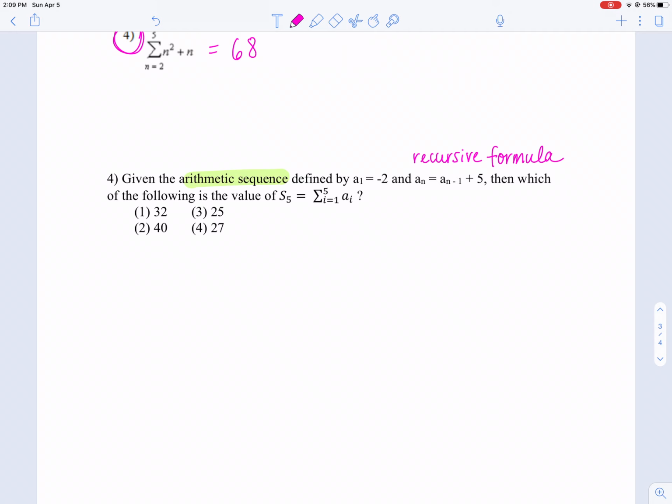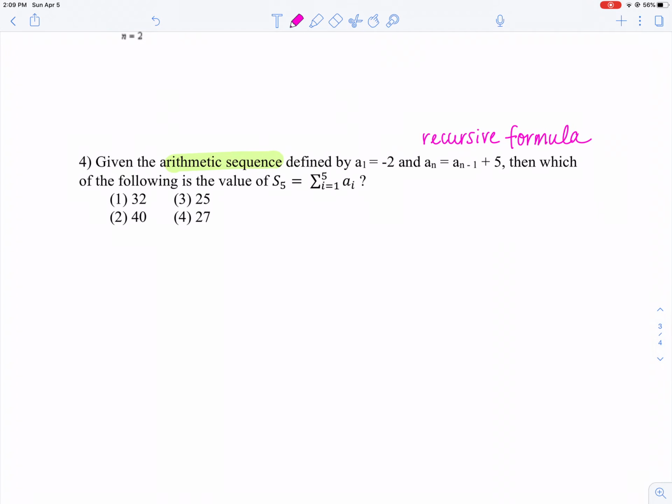Okay, so what does this recursive formula state? It states that your first term is -2. And then it states to get to your next term, take the previous and add 5.